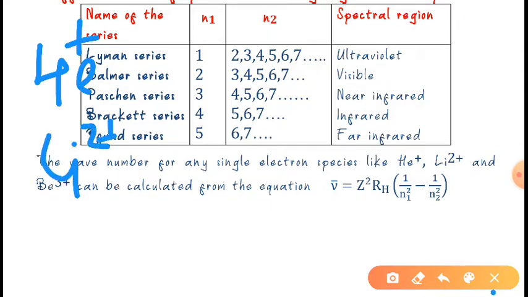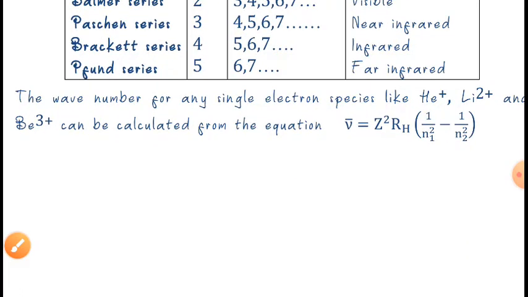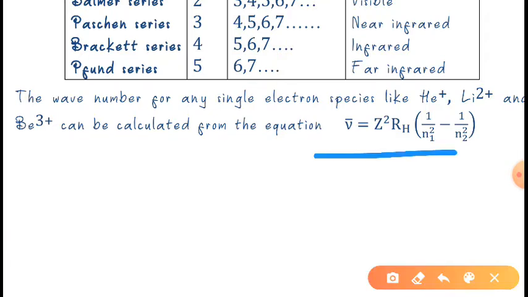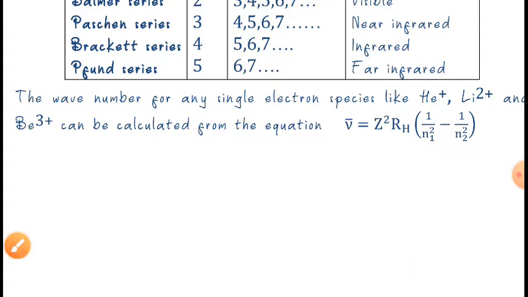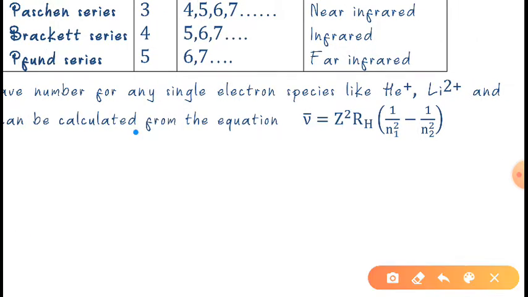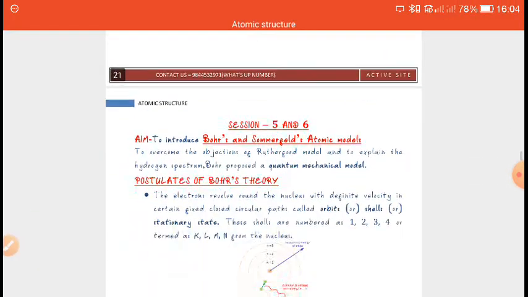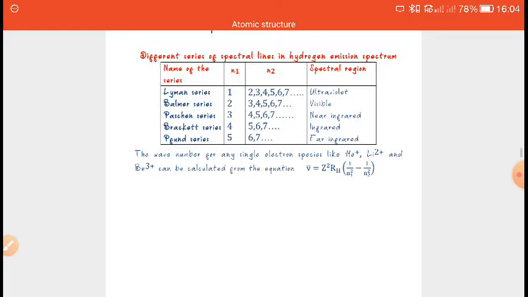So for single electron species we can calculate one equation. You can see here the wave number, v bar, what we now call the wave number. So we can calculate the wave number easily. How can we calculate it? Here, what is Z? Z is the mass number. Okay. You will see here everything is written in detail. So what is Z?